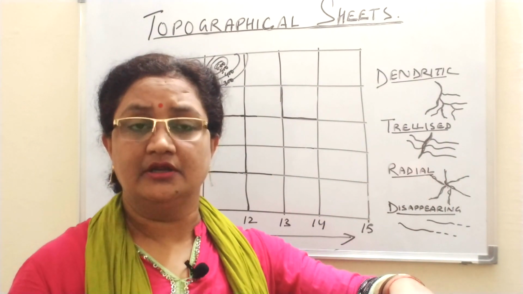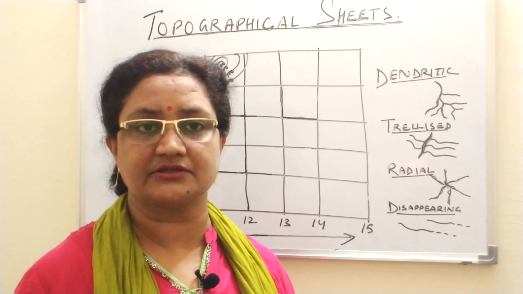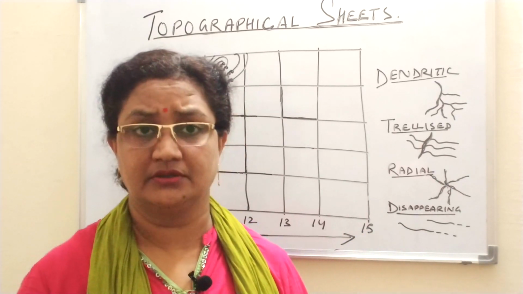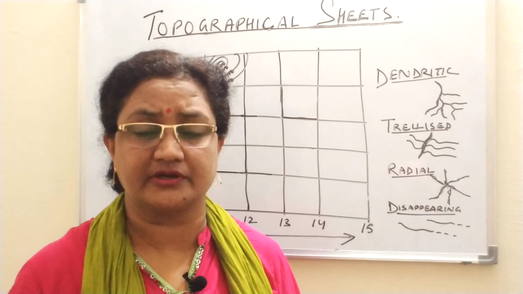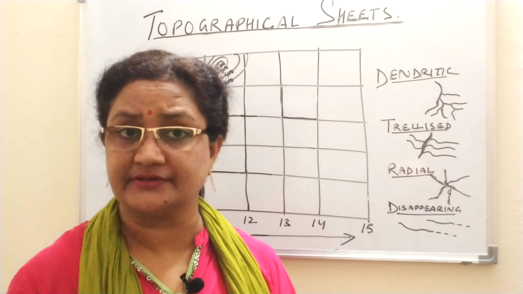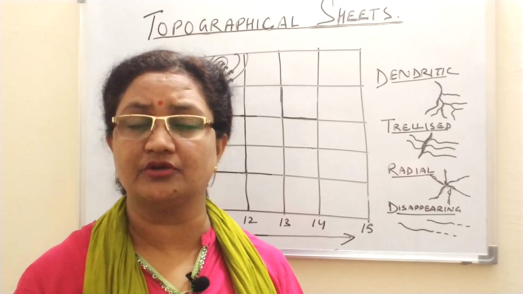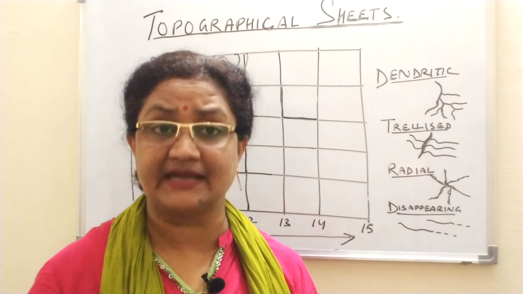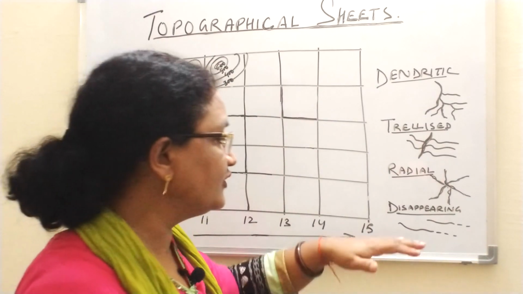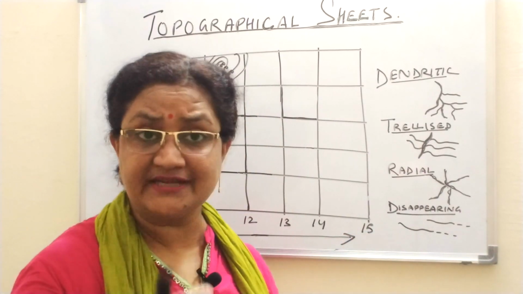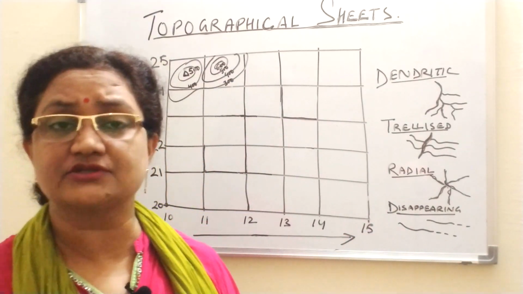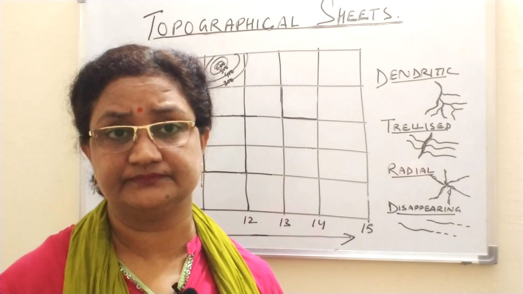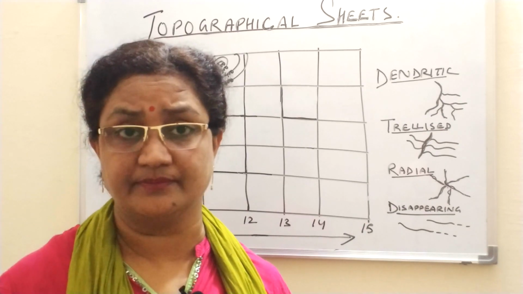And the fourth one, I must tell you one thing here children, that it is actually not a drainage pattern. It is a feature of the rivers in certain areas, especially very dry areas, right? The rainfall is very scanty. In those areas, you will find a type of stream that is called the disappearing stream. Disappearing stream.